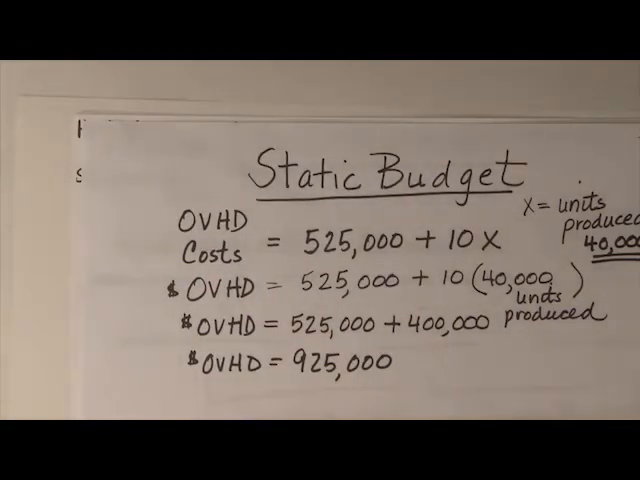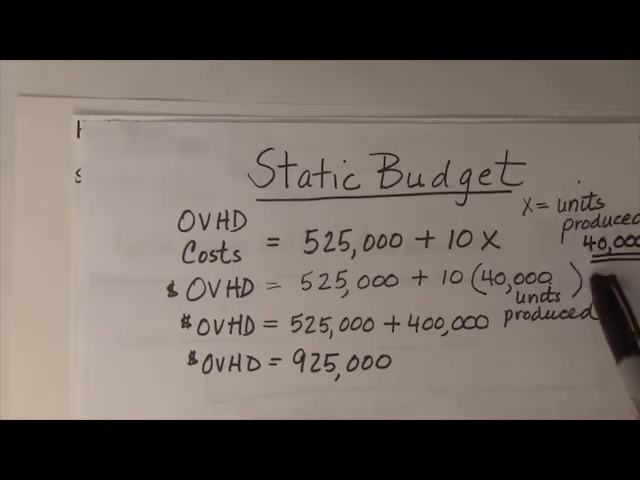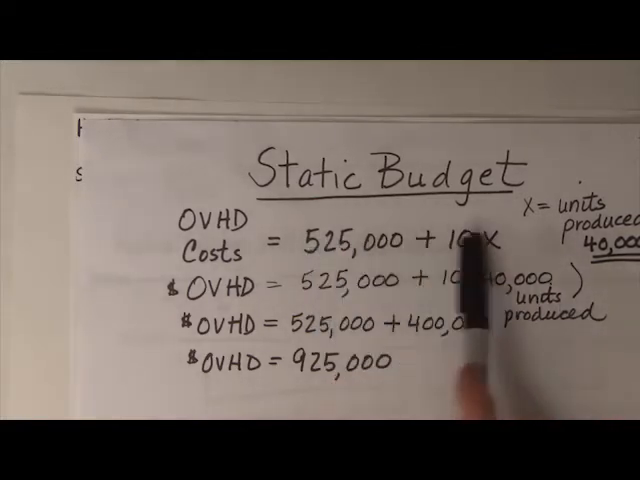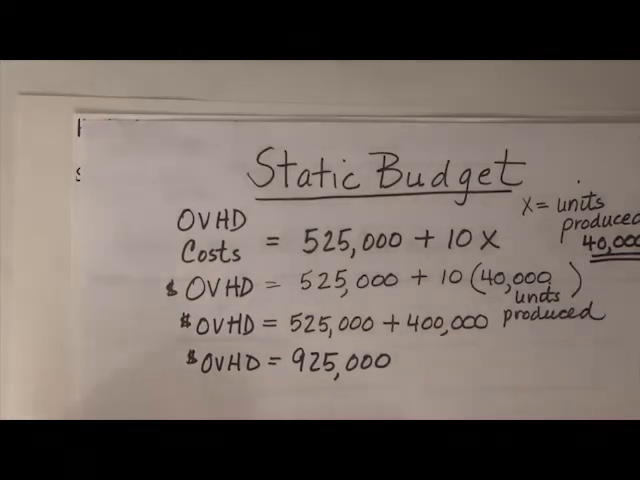This is a static overhead budget. And the reason I know it's static is because it's only going to estimate cost if we're producing 40,000 units. In other words, there's only one level, 40,000 units produced. We take a cost formula, we plug in the 40,000, and we get our estimated overhead cost. One level.